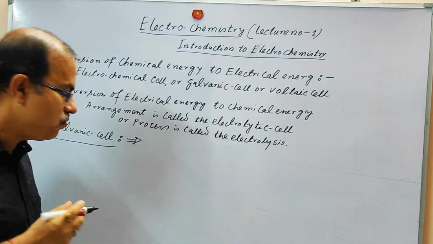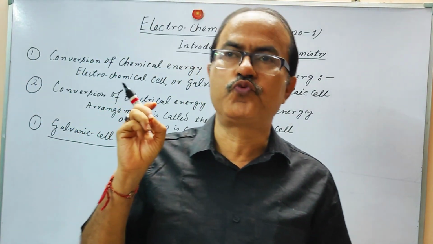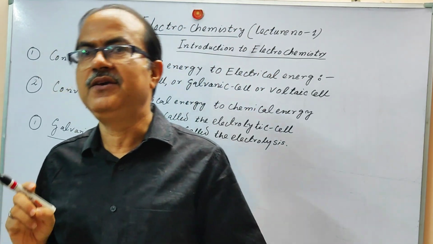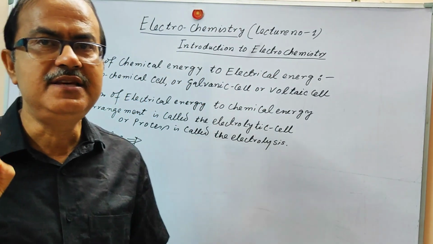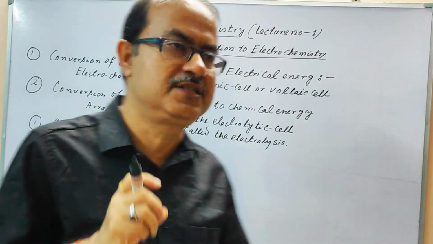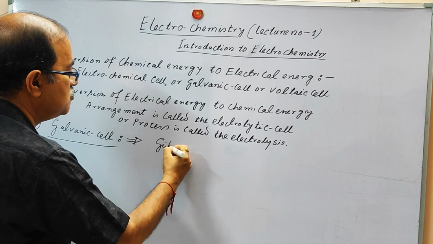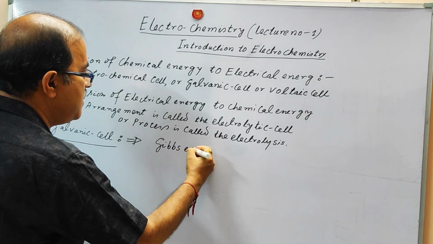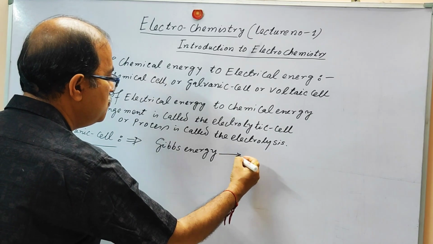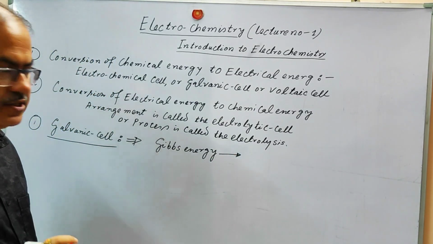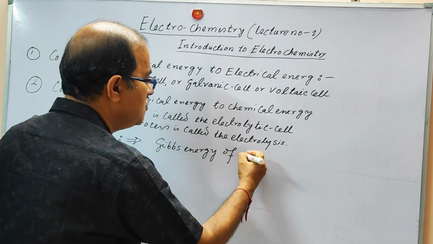So this is the galvanic cell, which is basically an electrochemical cell, and there is a Gibbs energy that we understand when a chemical reaction is spontaneous, like your redox reaction. There is an energy associated with this reaction. This is called the Gibbs energy, and this Gibbs energy will convert into the Gibbs energy of the redox reaction. We can write Gibbs energy of redox reaction.